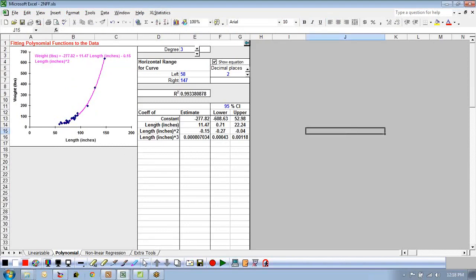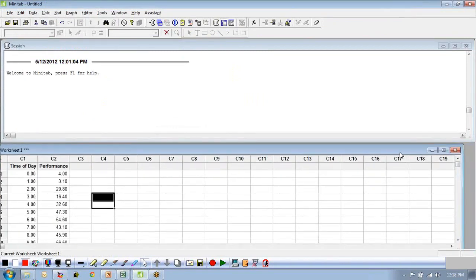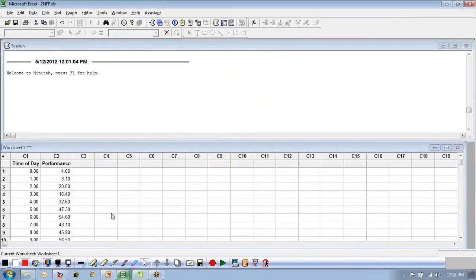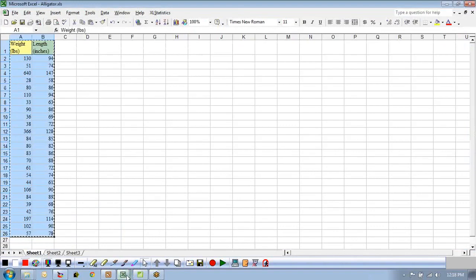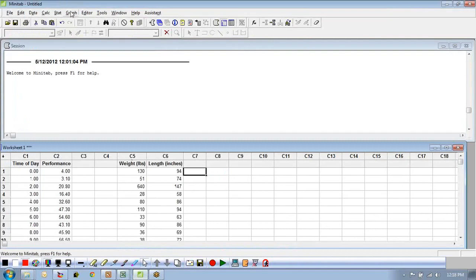All right, so basically, that's pretty much it. Let me show you how to do this in Minitab. First of all, I've got to get the right data in there, right? I've got to get the alligator data in. I'm going to pop it in right here next to the other stuff that we'll do in just a moment.